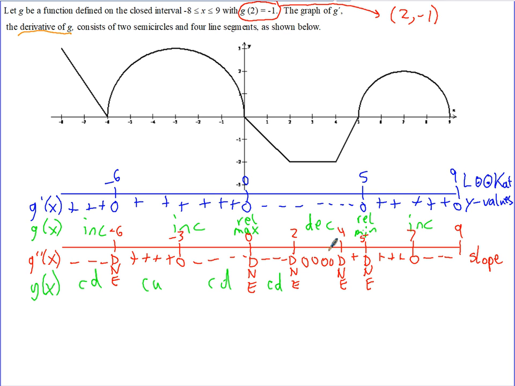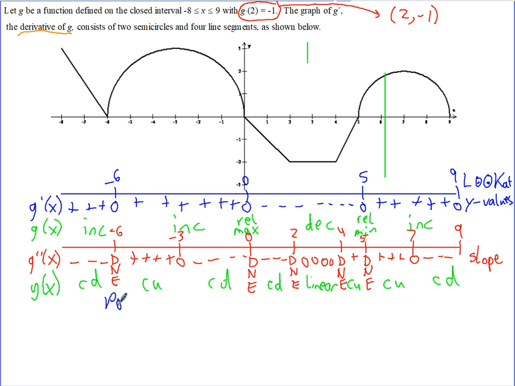When it's 0, that means it's not concave up or concave down, which means it's a straight line. So this section is linear. And then back to concave up, concave up, concave down. So we're looking for where it changes concavity, where the second derivative changes sign for points of inflection. And see that happens at -6.